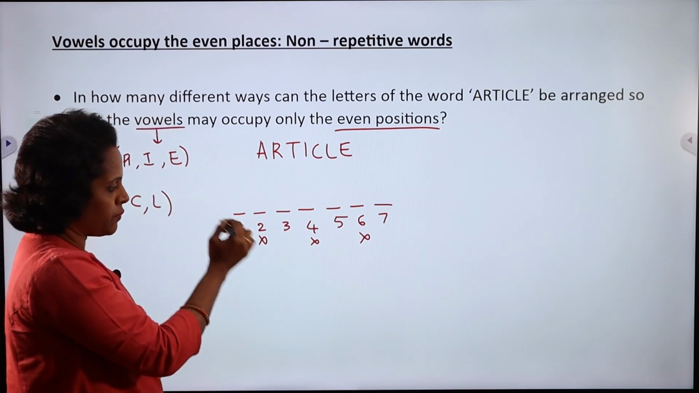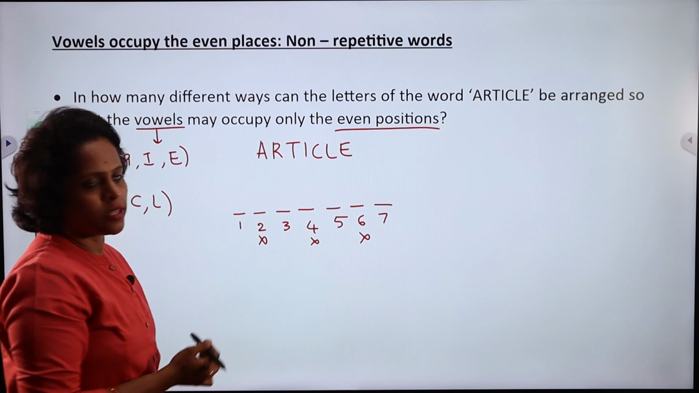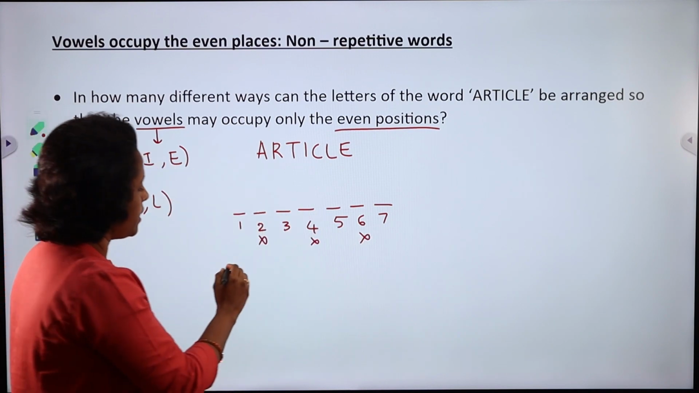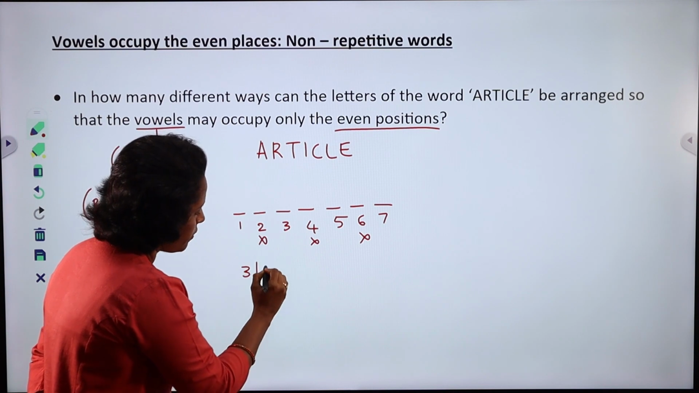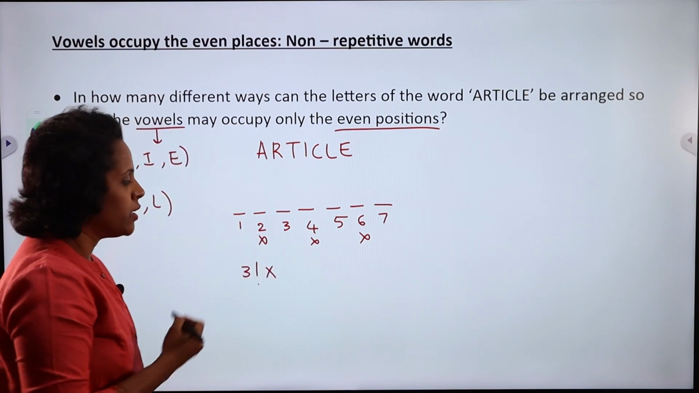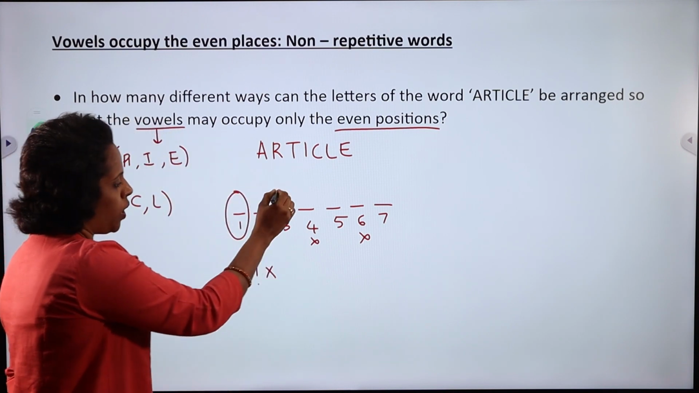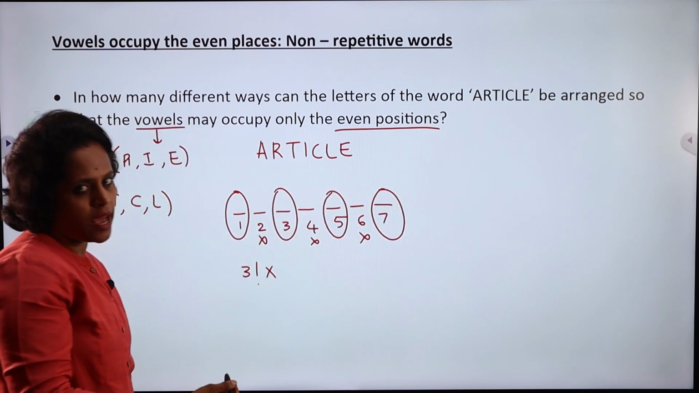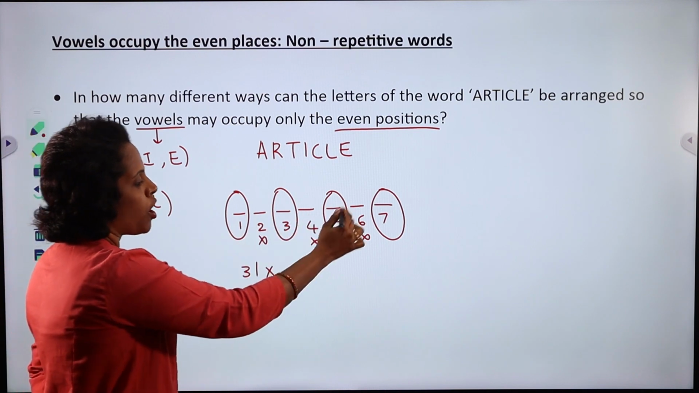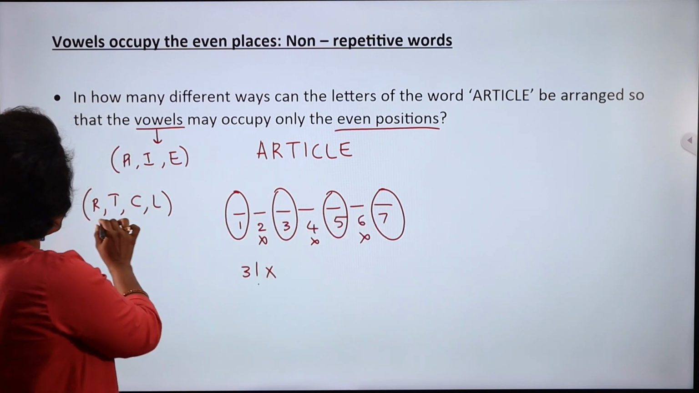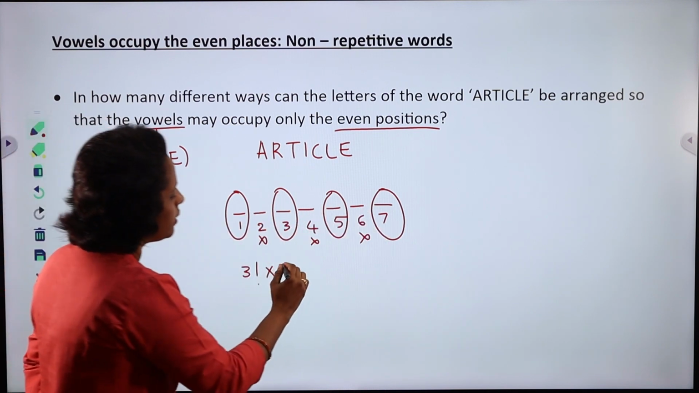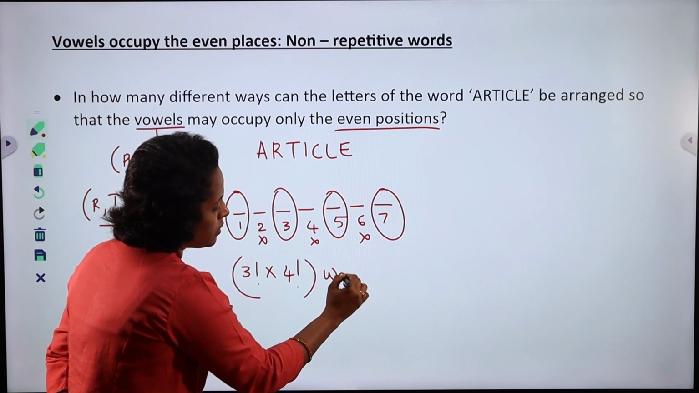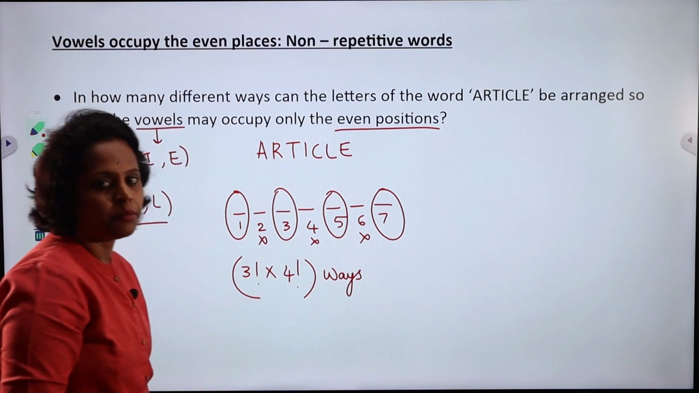We have 3 vowels and 3 positions. So 3 positions can be filled by 3 vowels in 3 factorial ways, into. What are the remaining? 1, 3, 5, 7. The odd positions are remaining. The 4 odd positions can be filled by the 4 consonants in 4 factorial ways. This will be your answer.